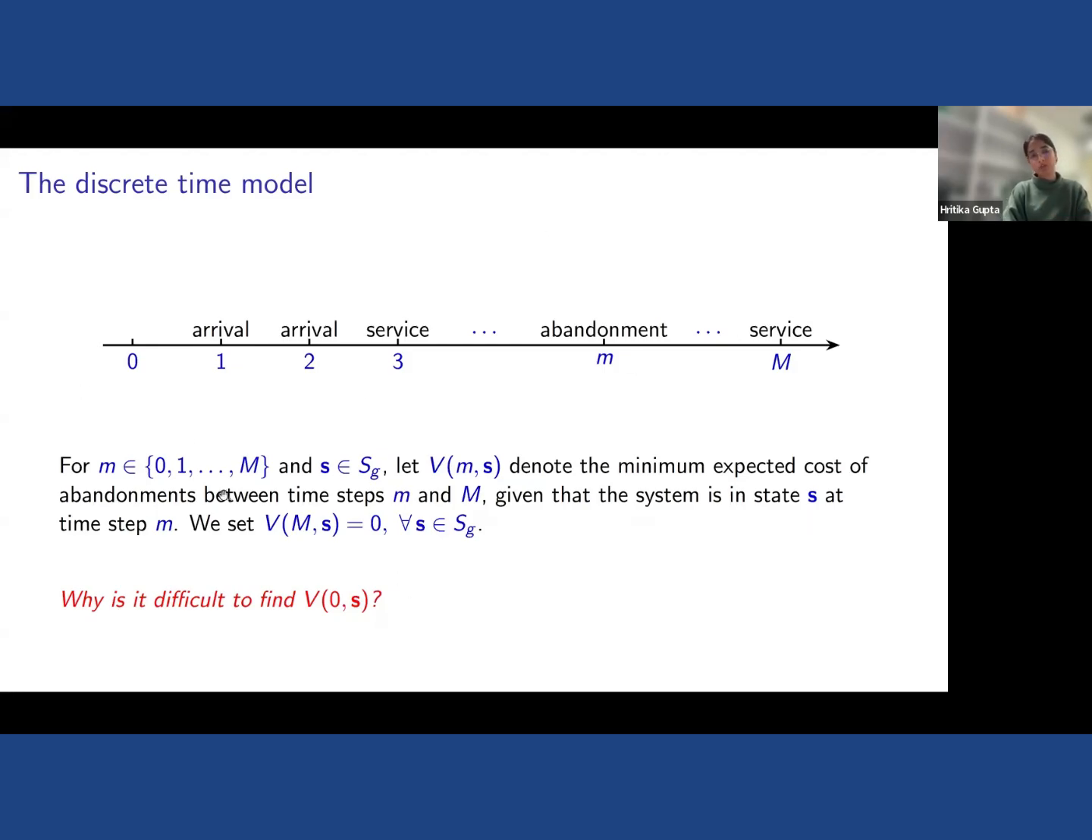But why is it difficult to find V_0(s)? Because at every time step, there are different possible transitions that can happen, and every transition has some actions that you can take. So even if you have to decide between just two actions at every time step, that gives you 2 to the power M possible policies. And finding the best policy among that many policies is obviously a difficult problem.